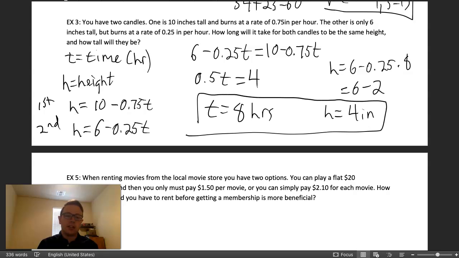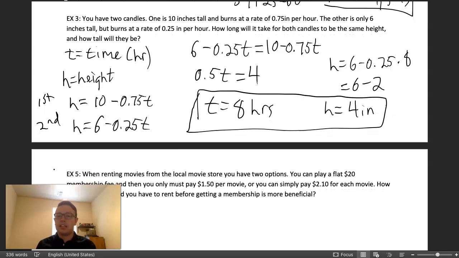Now we have to make sure that this works out. Will both our heights be 4 inches at a time of 8? So looking at this, we know for the first equation it'll be 4 inches, or the second one. If we put it into the other equation, we'll have to check that. What is 10 minus 0.75 times 8? That also gives us 4 inches. So we know that this is correct.